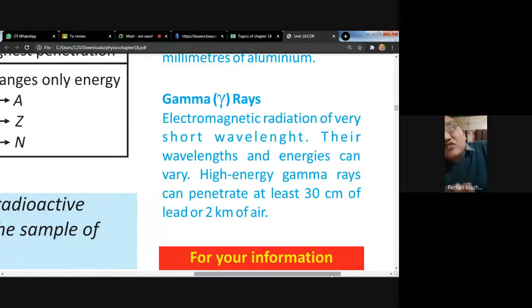Electromagnetic radiations of very short wavelength, their wavelength and energies can vary. High energy gamma rays can penetrate. At least one characteristic is they are electromagnetic. The other characteristic is that they can penetrate at least 30 centimeter of lead or 2 kilometer of air. 2 kilometer of air they can penetrate. You can write these properties. These are the three properties given here.